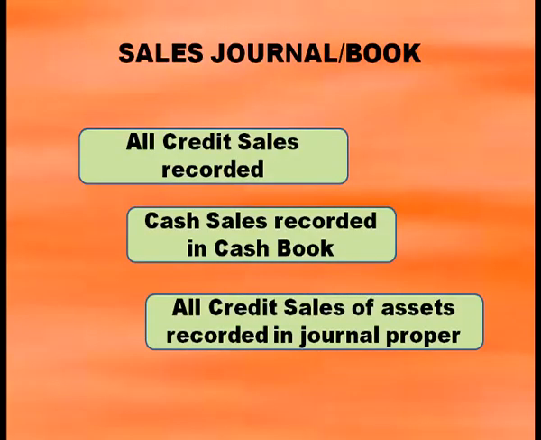Sales journal or sales book. In the sales book, all credit sales are recorded. Cash sales are recorded in the cash book. All credit sales of goods are only recorded in the sales book. Credit sales of assets are recorded in the journal proper. So, only credit sales of goods are recorded in the sales book: cash sales in the cash book, credit sales of assets in the journal proper.